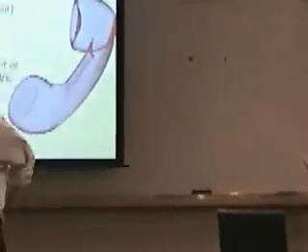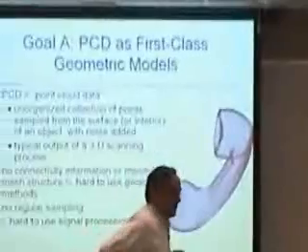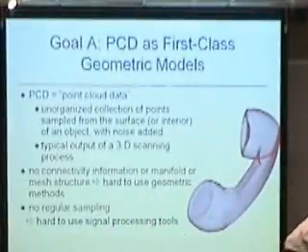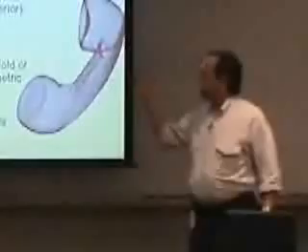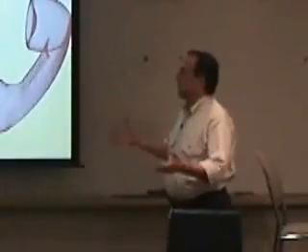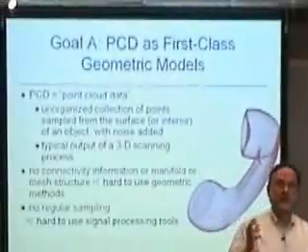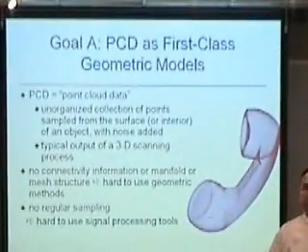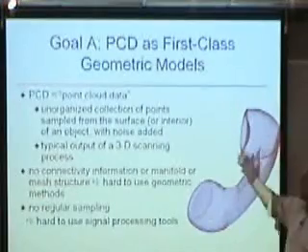So the overall goal of this work and some other things that I will not talk about is to, first of all, take point cloud data, this kind of just a bag of points, and try to make it into a first-class geometric model for geometric modeling. And again, to be very concrete, what I mean by point cloud data is just a set of unorganized points sampled from the surface or the interior of some object. It's just a bag of points that have no structure. In particular, I don't have a mesh there.